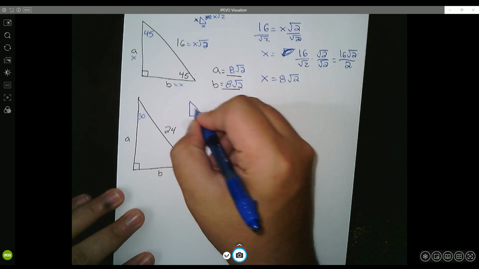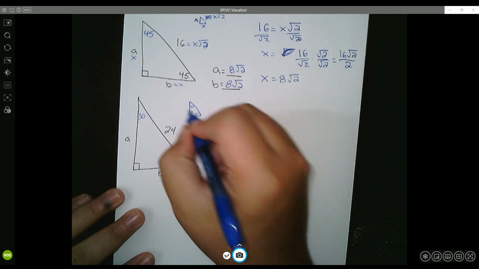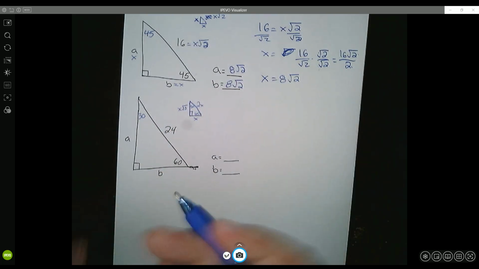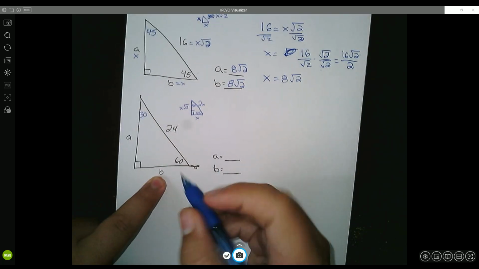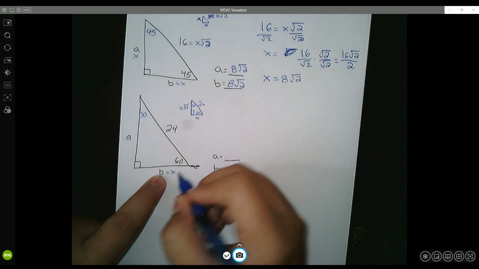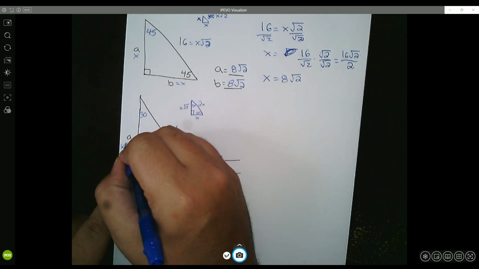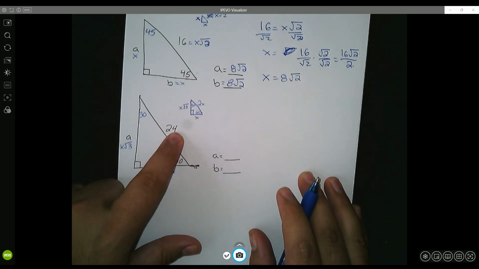This is 60, this is 30, this is 90. So x, x square root of 3, and 2x. We're going to attach those to our sides. Across from 30 should be my smallest side, x. Across from 60 should be my next largest side, x square root of 3. And across from my 90, or my hypotenuse, should be my 2x.